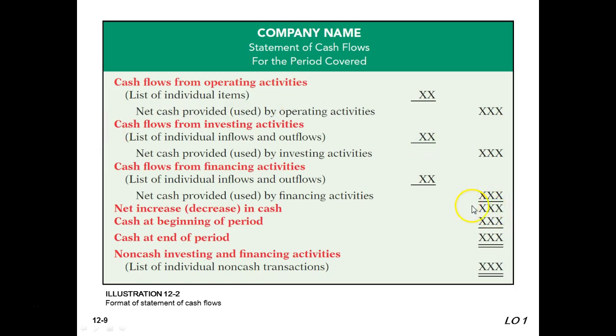And the great thing about the statement of cash flows is we already have the answer. We can look at our comparative balance sheet, look at our cash at the beginning of the period and the end of the period, and that gives us our net increase in cash. So these 3 sections should add up to that change in cash. Okay, so let's go ahead and look at an example.